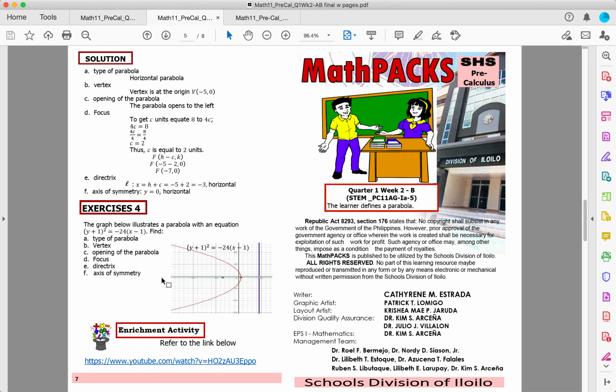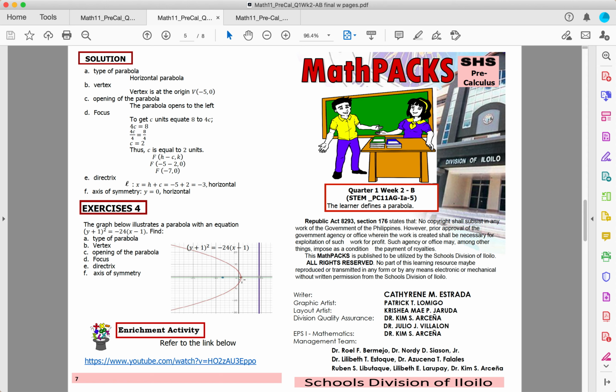And the last example for 2B, part B, exercise 4. The same thing. This time it's facing to the left. So this is a horizontal parabola, and the vertex is at (1, -1). Why -1? Because this is y minus k supposed to be, so this would be y minus negative k, which is -1. Okay, so this is your vertex right here.